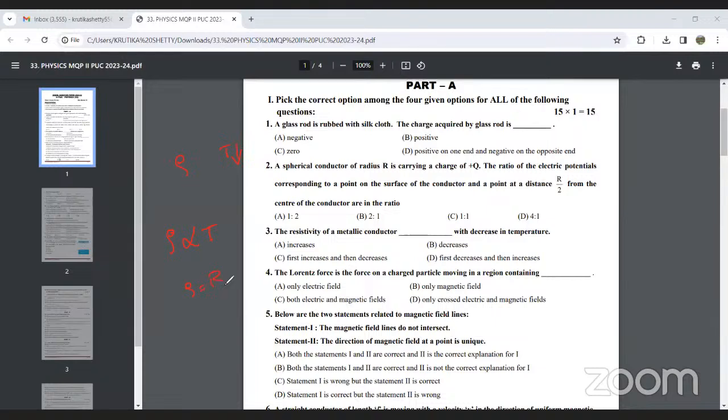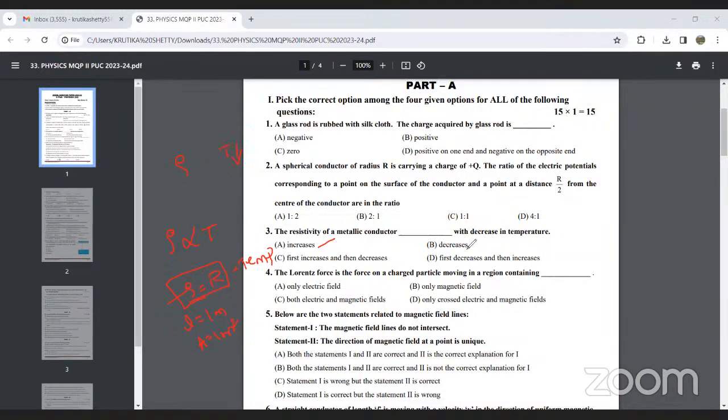Resistivity is nothing but the resistance when you have the length 1 meter and the area is 1 meter square. So whichever way temperature affects resistance, the same way it will affect your resistivity. So therefore the correct answer is what? It is increases.